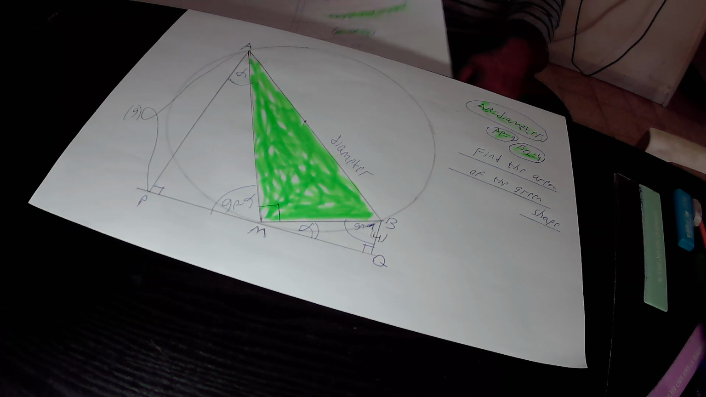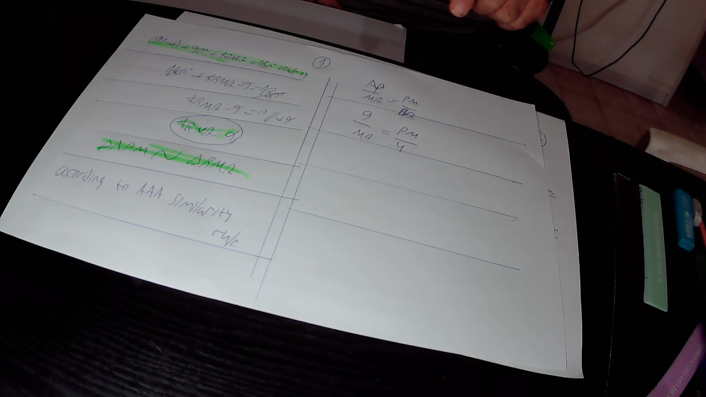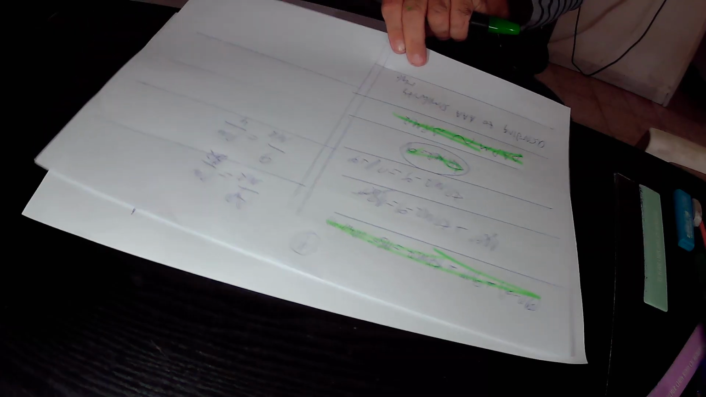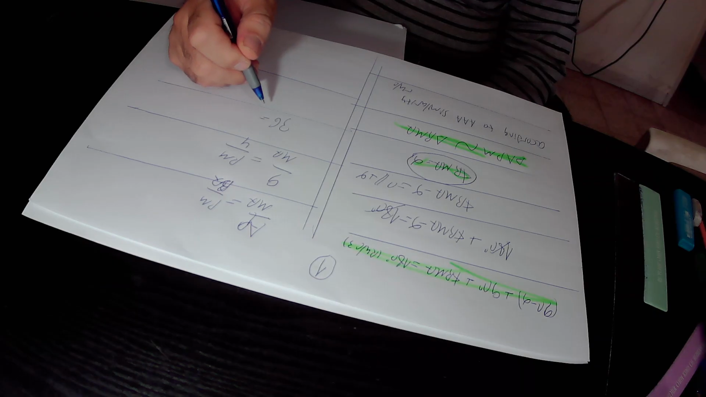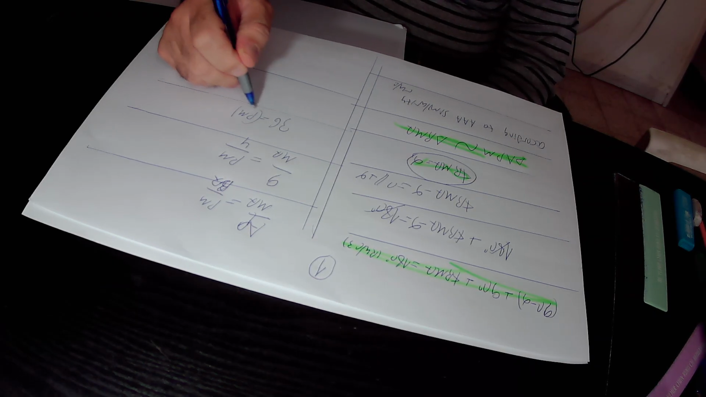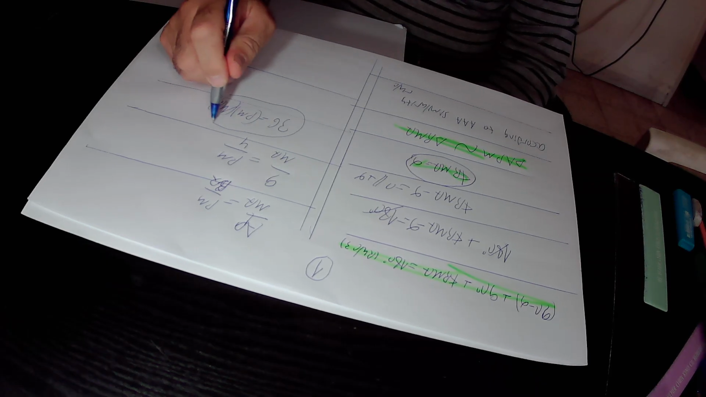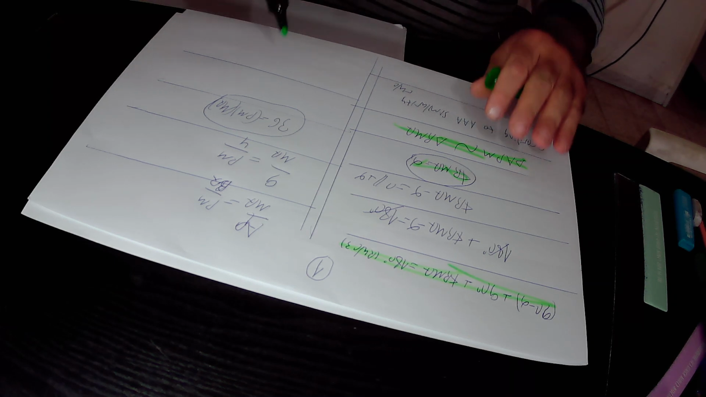So in total, we find that 9 over MQ equals PM over 4. Here we cross multiply this equation, and finally we get that 9 times 4 is 36. So 36 equals PM times MQ. And again, I should note that PM times MQ equals 36.